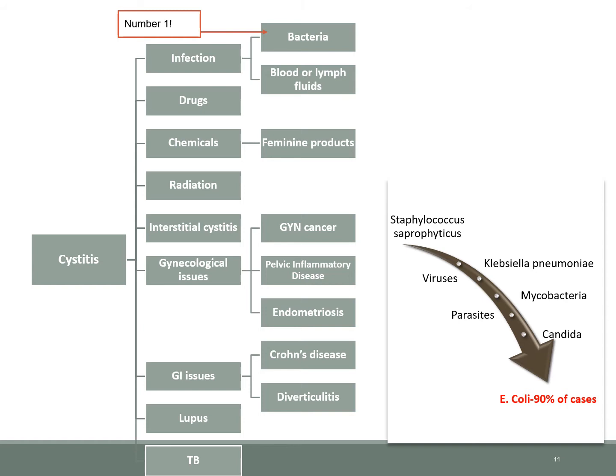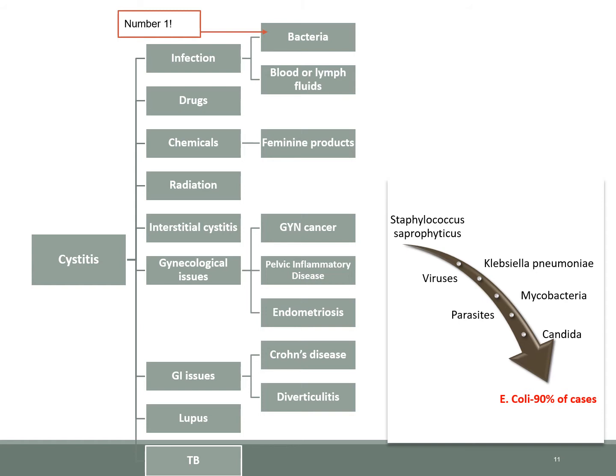Drugs such as Cytoxan or cyclophosphamide that we learned for our last exam can cause a type of cystitis known as hemorrhagic cystitis. Do you remember what medication we were supposed to give with it? Correct, we give Mesna.